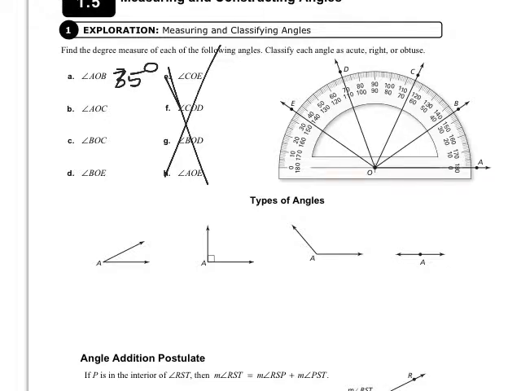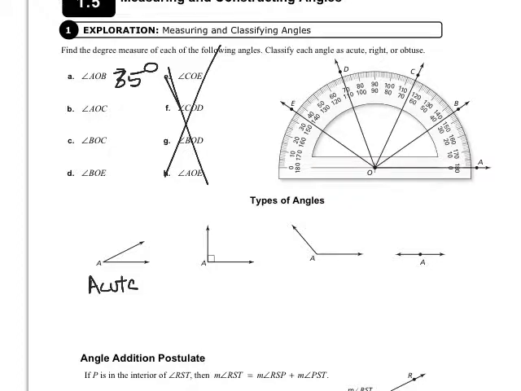Okay, let's come down here, and this is acute. Okay? Acute, they can get as big as what? 89.99999, right? Okay, good. All right, so those are acute angles.